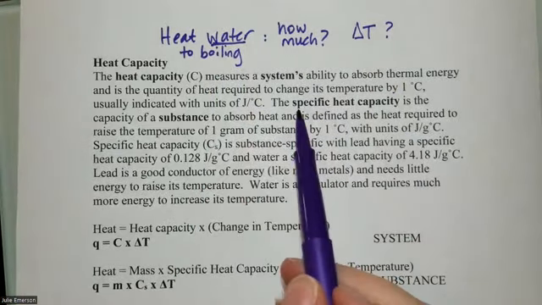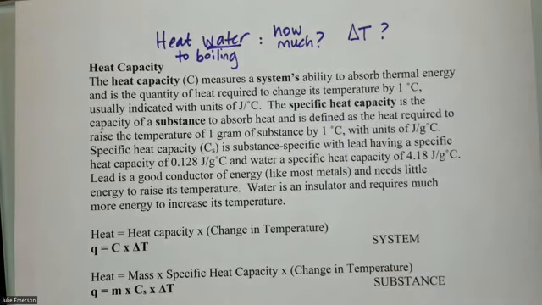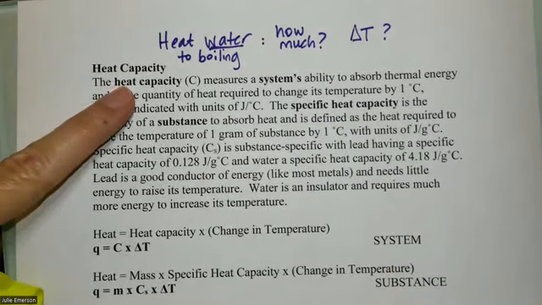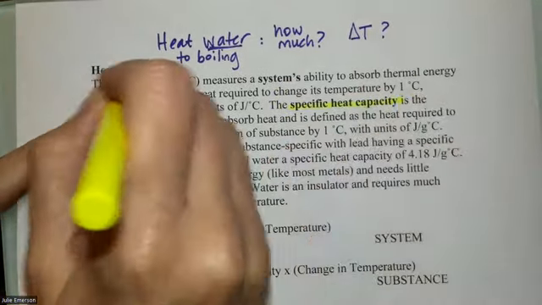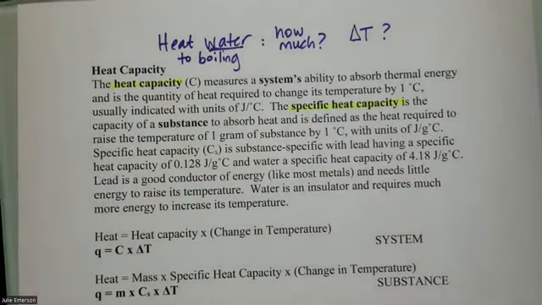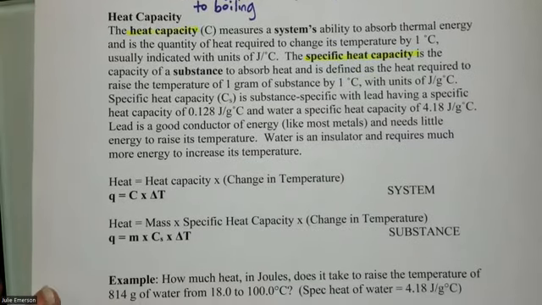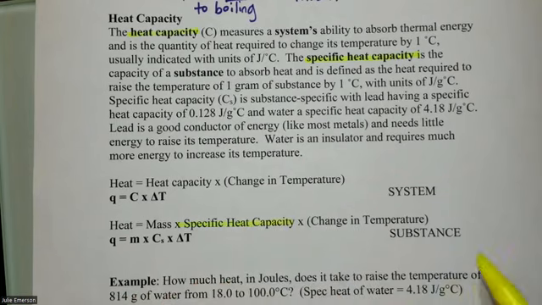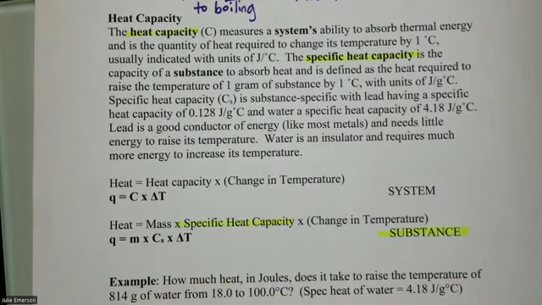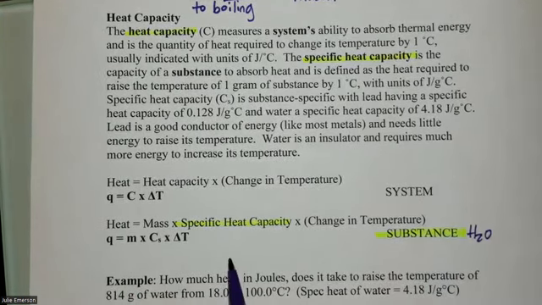So there is a specific heat capacity calculation that we're going to do, and there's also a heat capacity calculation that we're going to do. What's the difference? Because they sound really similar. All right, so let's talk about specific heat capacity first. The specific heat capacity, if I look at the formula down here at the bottom, is what we're going to use if we're talking about a specific substance like water, heating that water, like we just talked about, boiling water.